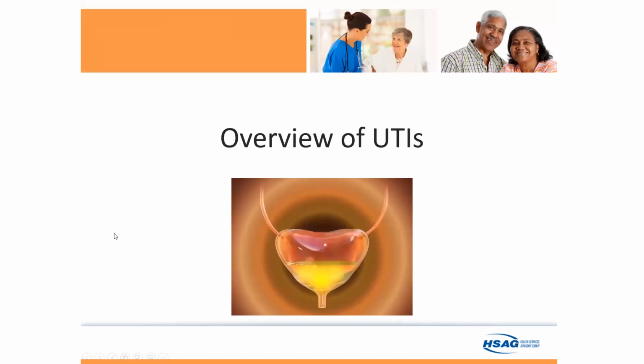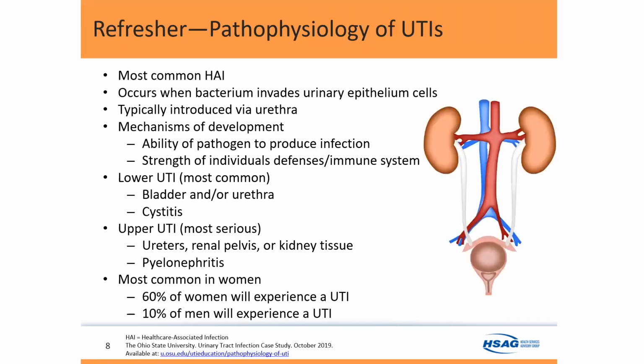I'm going to present an overview of urinary tract infections, and for most of you, keep in mind this will not be new, but just a bit of a refresher. UTI is the most common of all healthcare-associated infections. It occurs when the bacterium invades the epithelium cells, typically introduced via the urethra. The mechanisms of development include the ability of the pathogen to produce infection, or how strong the pathogen is, and the strength of the individual's defenses or immune system, right?